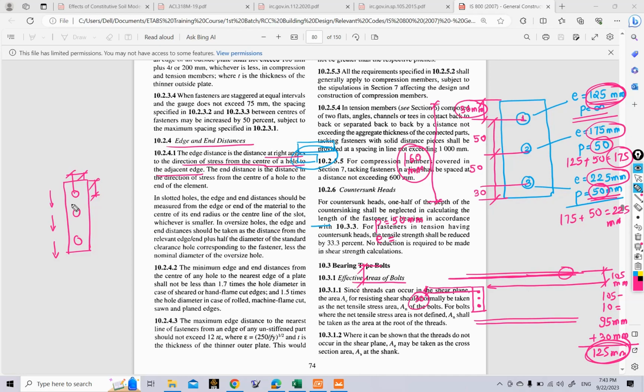And how does it define end distance? The end distance is the distance in the direction of stress from the center of a hole to the end of the element. So maybe because the definition says to the end of the element, and since these holes are being made in our beam element, it is considering the distance up to the end of our beam element here. So these are some of the differences that this software assumes.